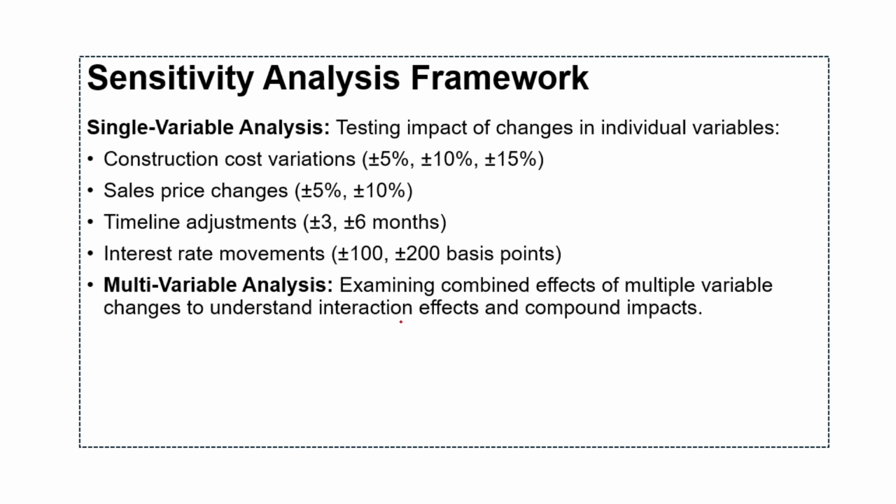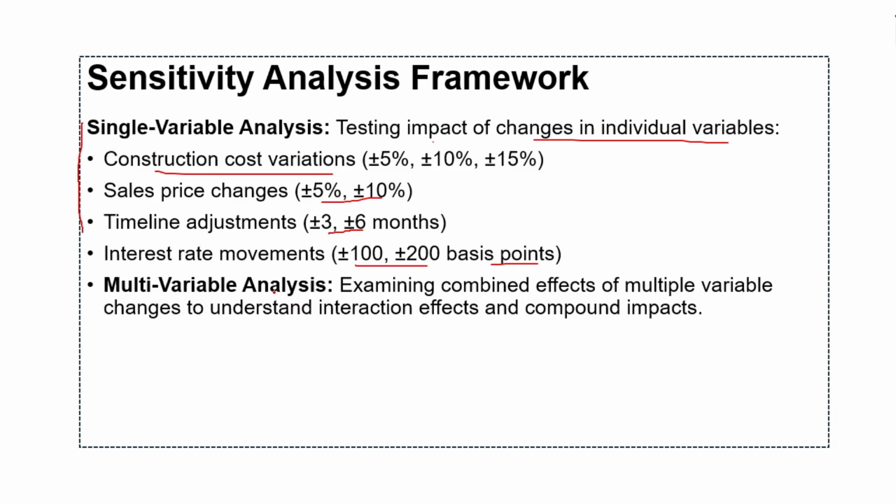Then sensitivity analysis. In this, we test the impact of changes in individual variables. So we can fix one variable and check. Construction cost variation would generally be plus or minus 5%, plus 10%, plus 15%. Sale price change might be plus or minus 5 to 10%. Timeline adjustments can be plus or minus 6 months. So that can also be checked. And interest rate movement of plus or minus 100 to 200 basis points we have to check. So these are some things we can check using sensitivity analysis.